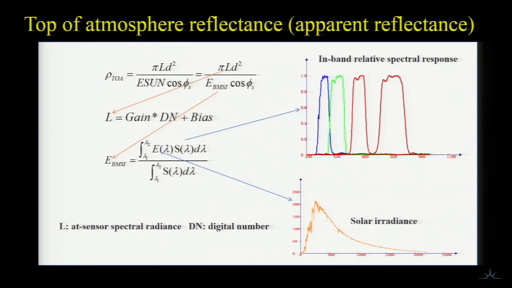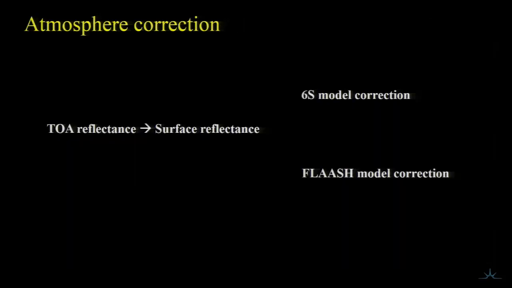And then we do a transformation divided by the EBMSI, which is solar irradiance. And then we get the top of atmosphere reflectance. So the DN value is what you can download from the Chinese government website. And then this raw TOA, the top of atmosphere reflectance, is what we want. And then the second step is atmosphere correction. So the atmosphere correction is we can transform the TOA reflectance, the top of atmosphere reflectance, to surface reflectance.